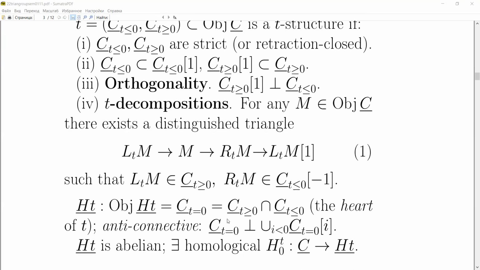The heart is the intersection of these two classes. I'm not sure this is a canonical term, but it is anti-connective, which means there are no negative Ext extensions between objects in the heart. And it's abelian. And certainly there exists a t-homology functor from C underlined into the heart of t.